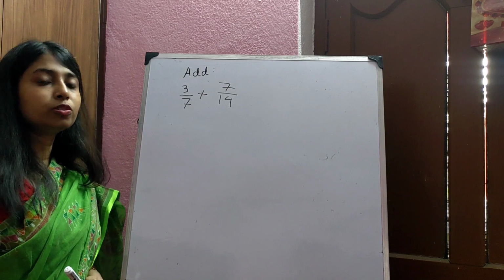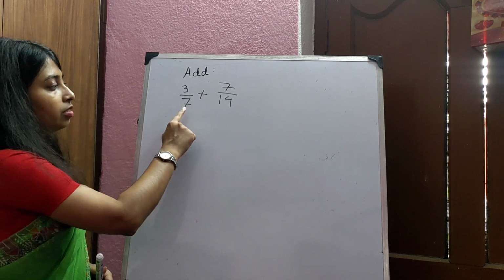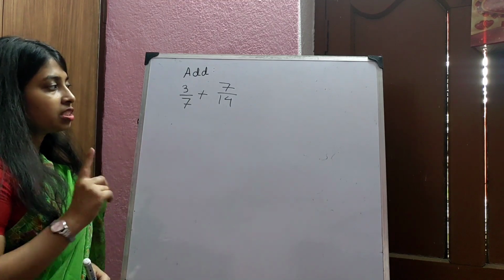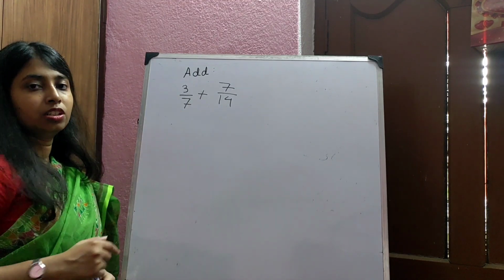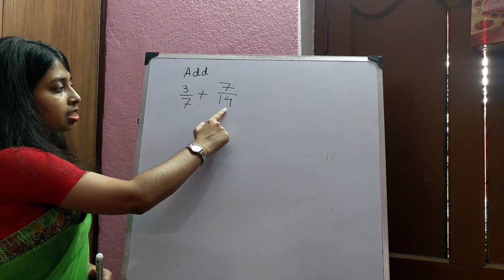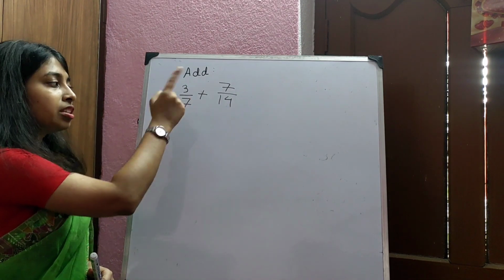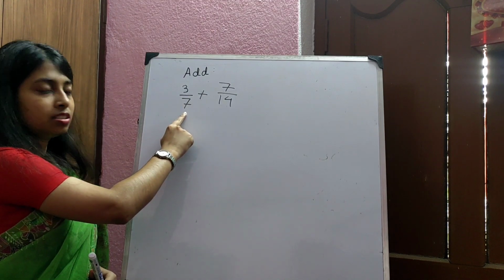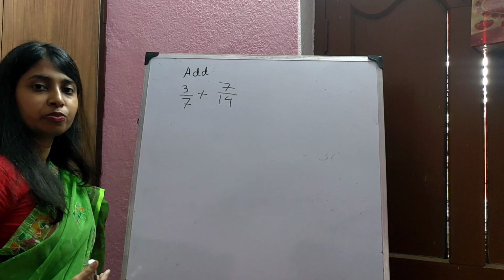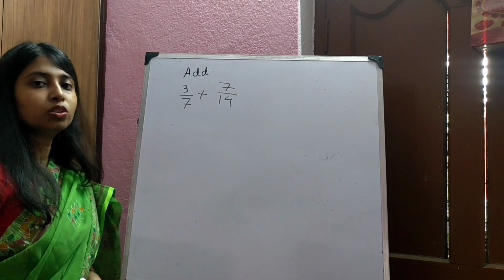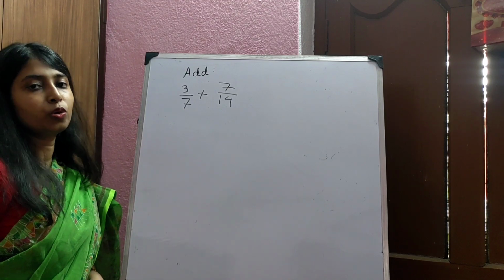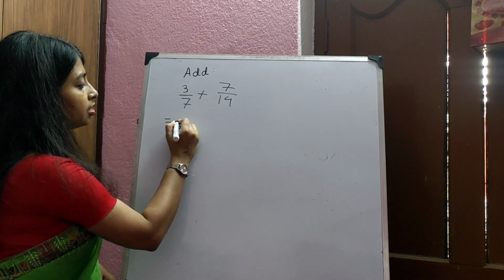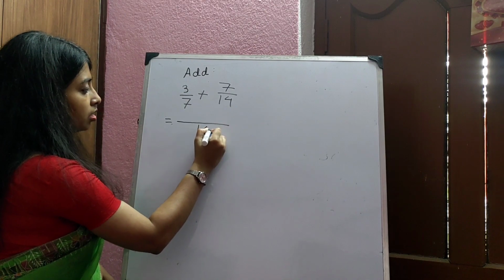But now let me tell you a short trick here. We have two denominators. One is 7, another is 14. Now which is the greater number? Greater number is 14. We will check if this greater number is divisible by the lesser number. Is 14 divisible by 7? Is 14 there in the multiplication table of 7? Yes. We know that 7 multiplied by 2 is 14. So no need to do LCM here. We can directly write the LCM is 14.